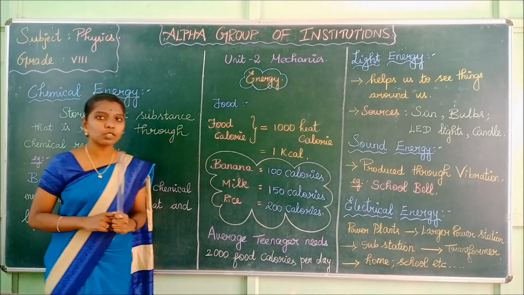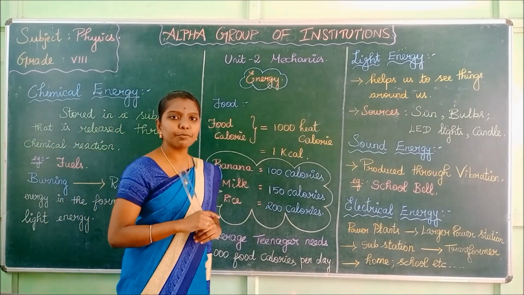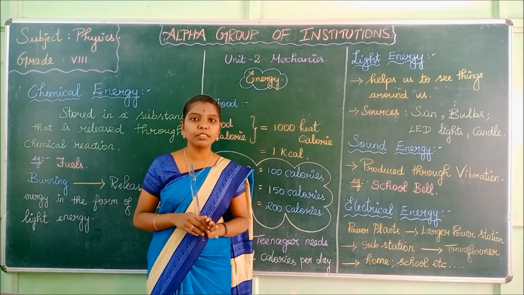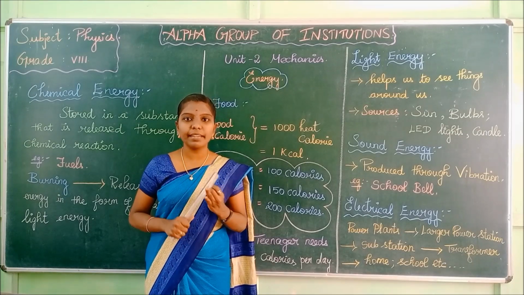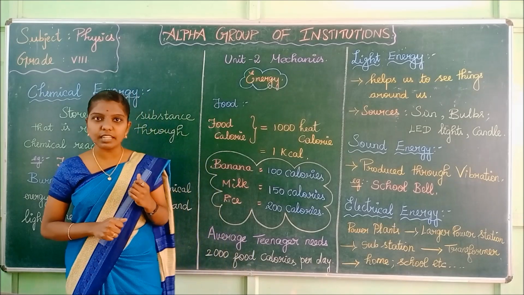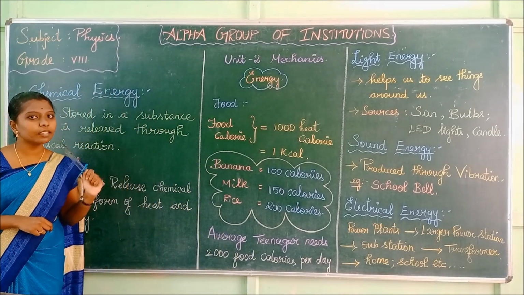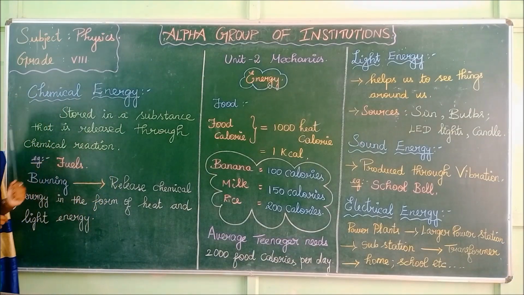Now we are going to see the forms of energy. We have seen what the various forms of energy are: chemical energy, light energy, mechanical energy, and magnetic energy. Now we are going to see the forms of energy in detail. The first form of energy that we are going to see is chemical energy.